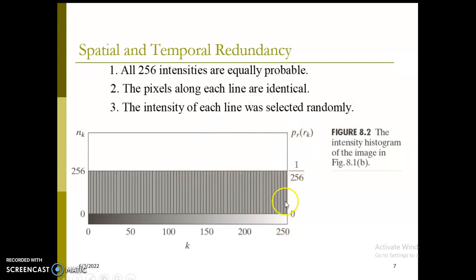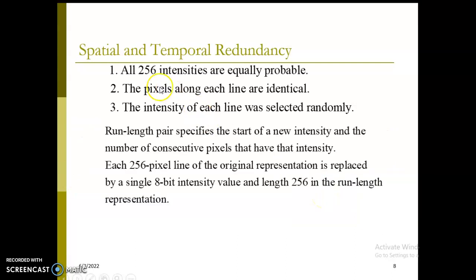This full area p_r of r_k is 1 by 256. In this k area 0, 50, 100, 150, 200, 250, 256, n_k. The intensity histogram of the image in figure B. Spatial and temporal redundancy: all 256 intensities are equally probable. The pixels along each line are identical. The intensity of each line was selected randomly.